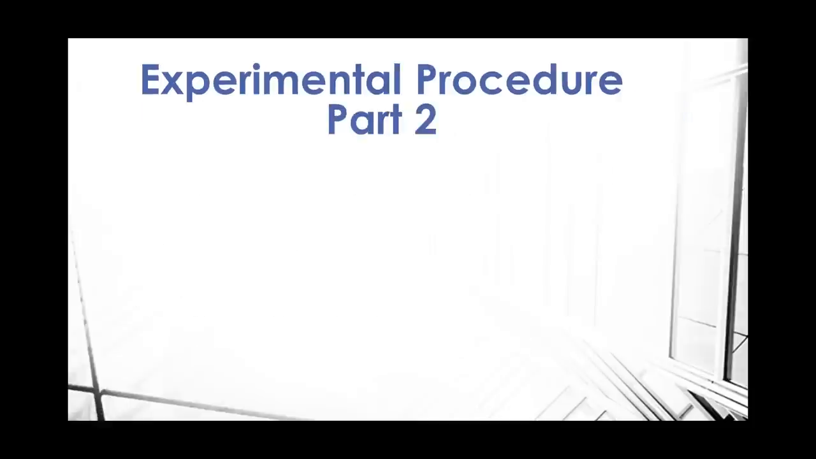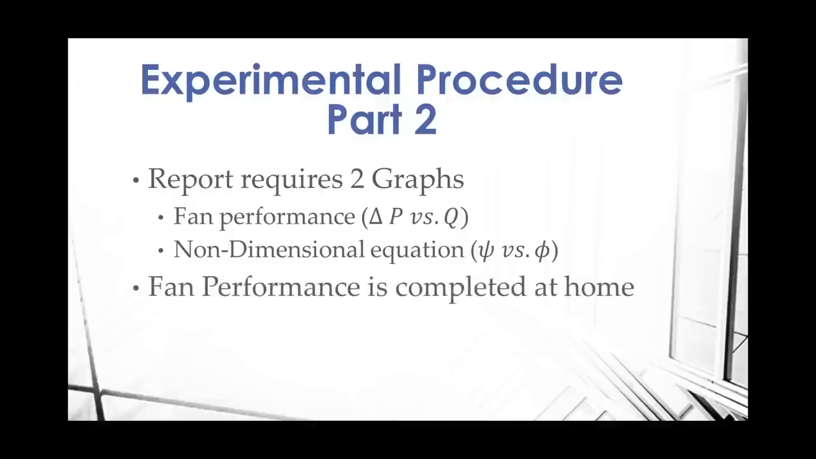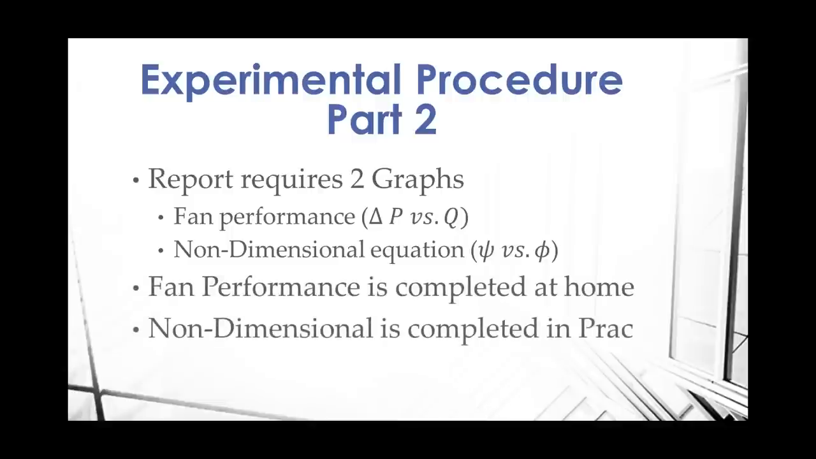Using these 30 data points, you are required to create two graphs for the report. The first one is simply the fan performance, which is change in pressure versus the flow rate, and can be completed at home. The second graph is non-dimensional and must be completed in the practical so that the second part of the experiment can be completed.